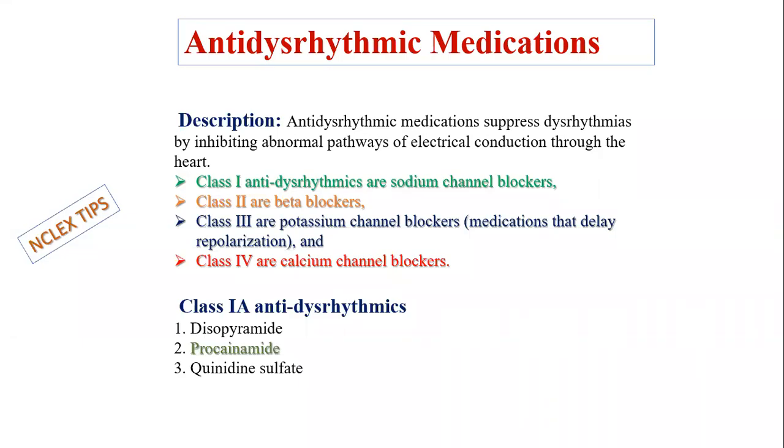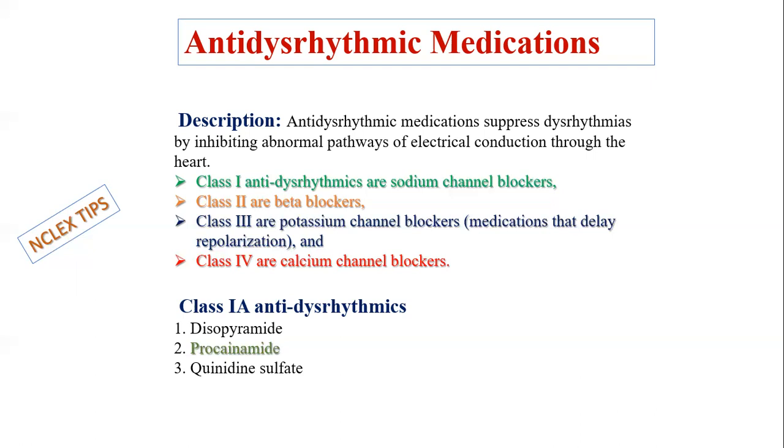So here we are going to talk about antiarrhythmic medication. We use antiarrhythmic medication to suppress dysrhythmias by inhibiting the abnormal pathway of electrical conduction through the heart. So if our patient has a dysrhythmia, we need to correct it.